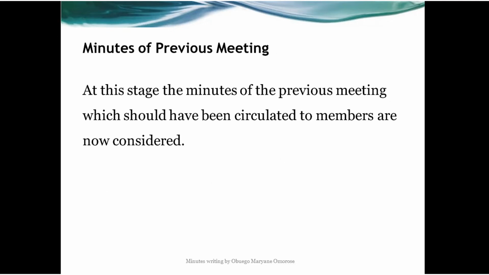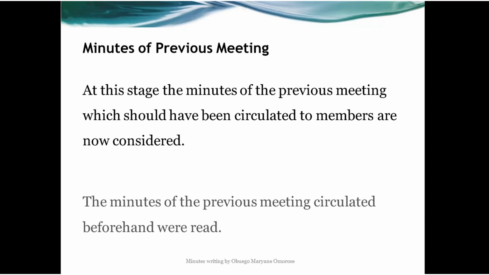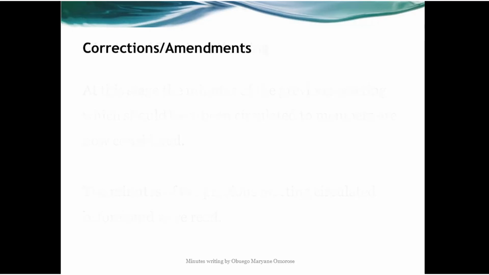At this stage, the minutes of the previous meeting, which must have been circulated, are now read. So all you just need to do is to note down that the minutes of the previous meeting was read. Then if there was a correction, you note it.